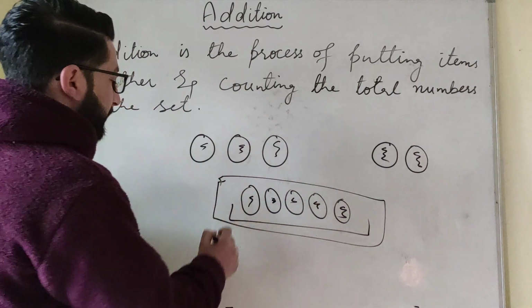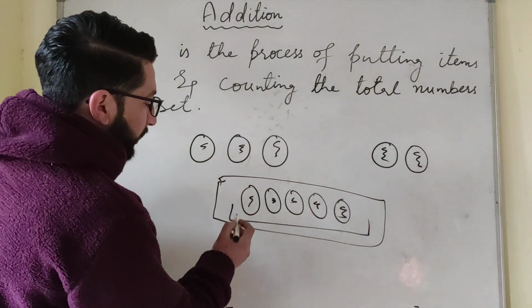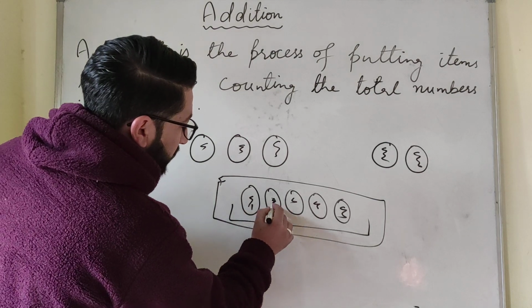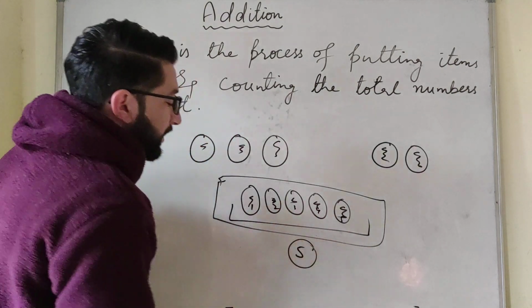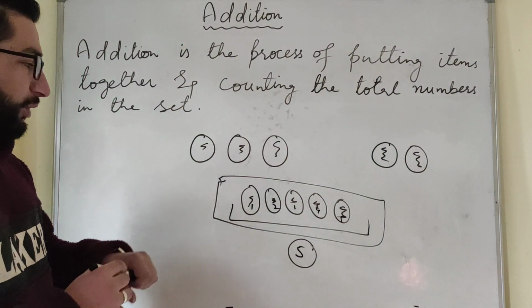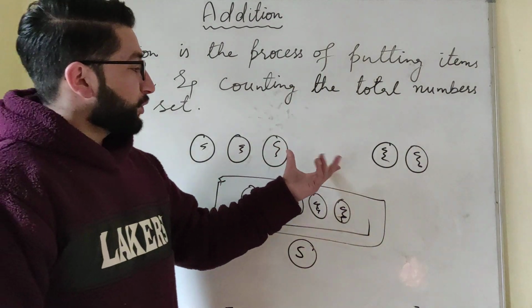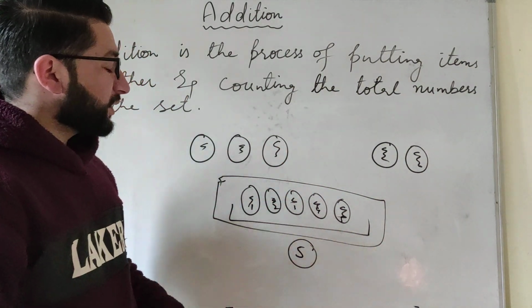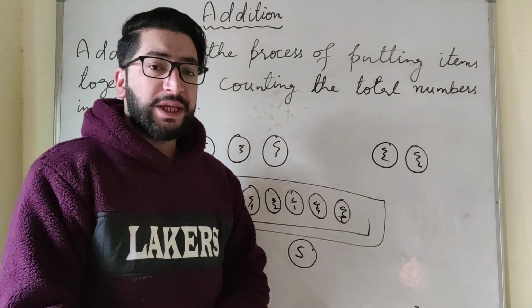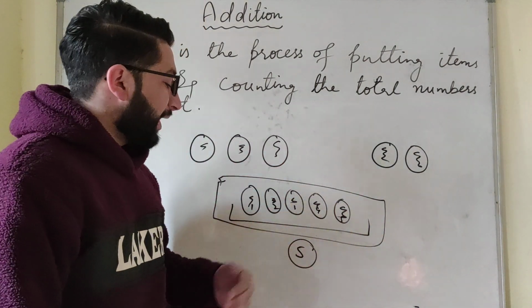So how many apples are there in the basket at the end? So what will he do? He will count the apples 1, 2, 3, 4 and 5. So at the end Rahul has 5 apples. So this is how we do addition. When we put items together and they form a set, then we count the numbers in the set and that gives us the answer of items we have or Rahul has at the end.